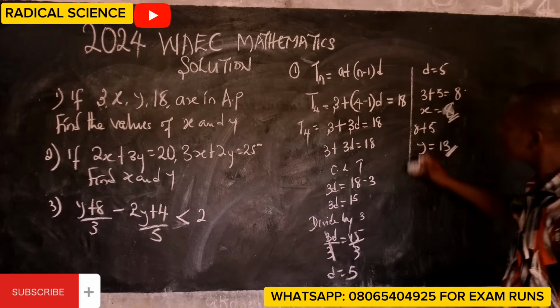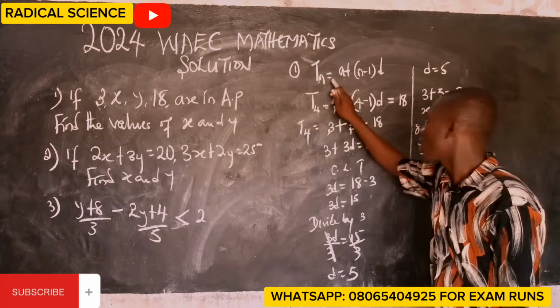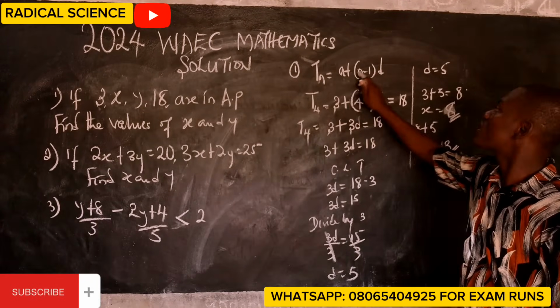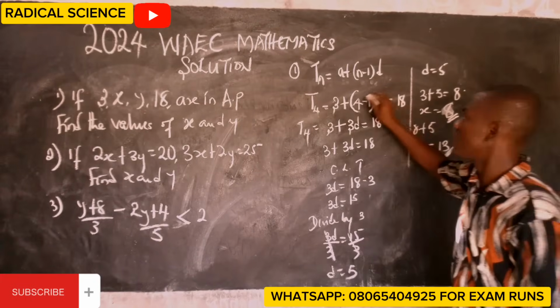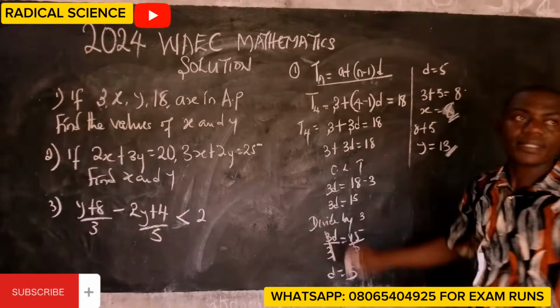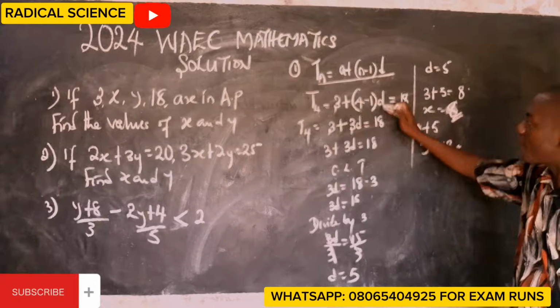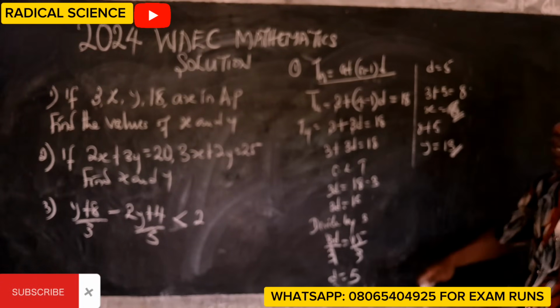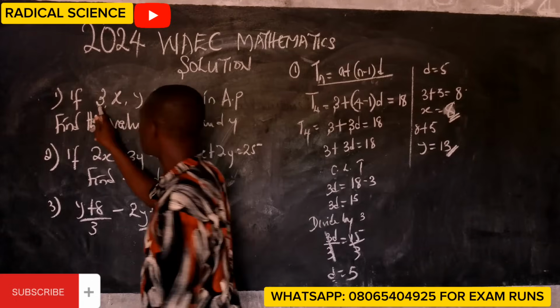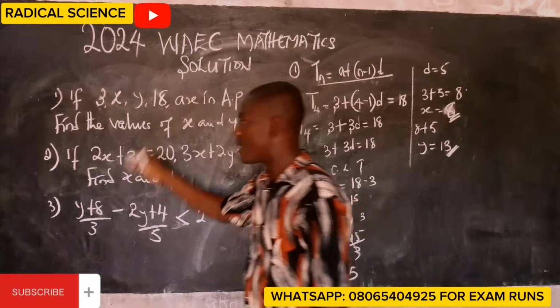18. Hence, let's recap. Tn equals a plus (n minus 1) d. This is called the nth term formula for AP. Having gone through this, you know that the common difference is now 5. Keep adding 5 to each of the terms. It will give you that arithmetic progression.